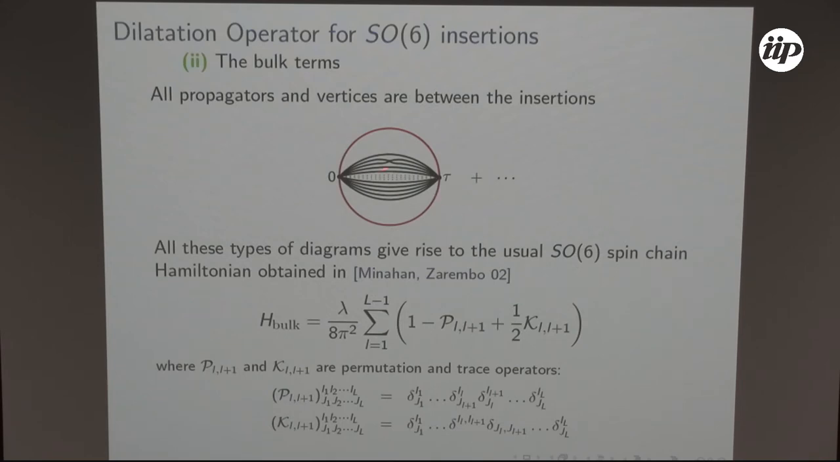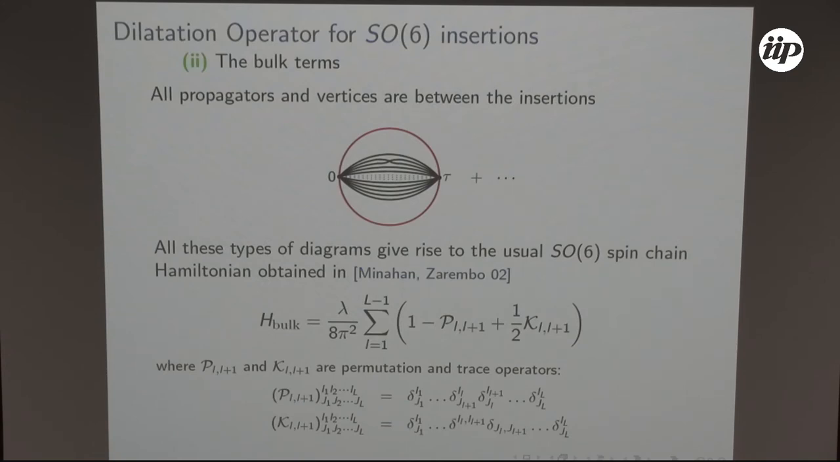I'm drawing just one of them. It's a four-point vertex between four scalar fields, but you can have similar diagrams when the propagators between two neighboring fields in the insertions exchange a gluon, or you have even one loop corrections to the propagators of those scalar fields. When you add up all these things, you get nothing but the SO6 spin chain that was already computed many, many years ago in the seminal paper by Joe and Kostya, when they discovered the single traces in this SO6 sector was an integrable problem with this spin chain Hamiltonian. But now it is an open spin chain. So what you have is one minus the permutation and this trace operator.